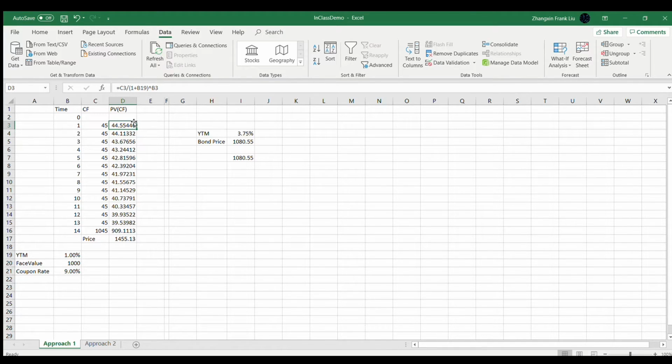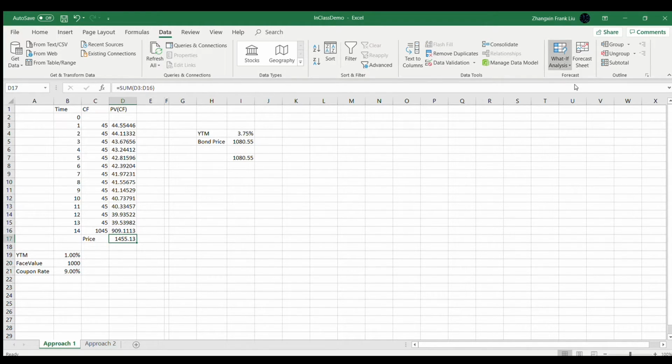But of course, given the yield to maturity is fixed, you want to keep the referencing the same in that formula, so we put a dollar sign around B19. If you're not sure what that dollar sign means, again, you can read about it in the explanation file. And to do that, I'm just going to drag across over here, so that gives me the present value. And my price is simply the sum of all the individual parts. Remember, after all, you're summing up discounted cash flows. That's 1455.